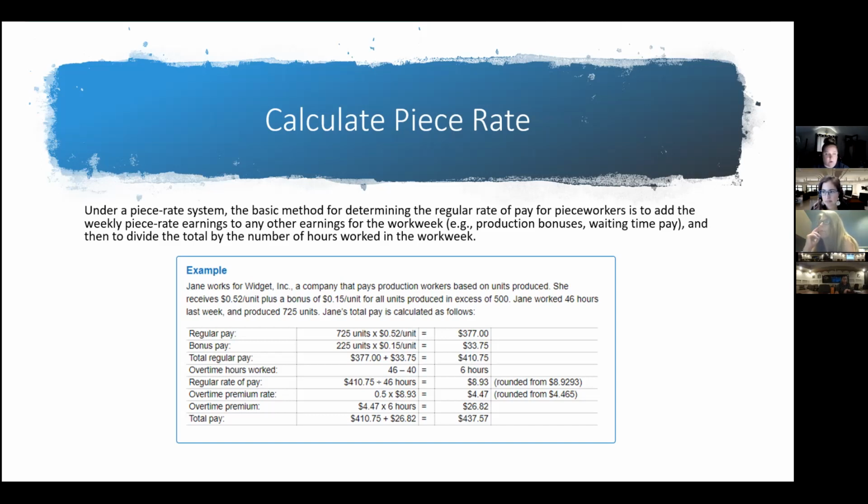Sometimes people want to try and calculate everything less than 40 and then everything over 40, instead of splitting it out into regular pay plus an overtime premium. And I've just found you're more successful if you break it out into figure out all the regular, then figure out your overtime premium, add the two together.